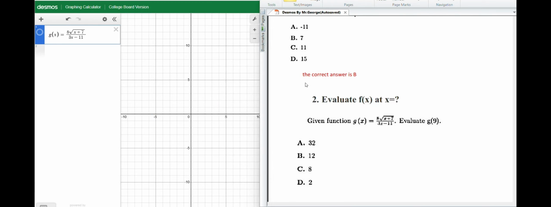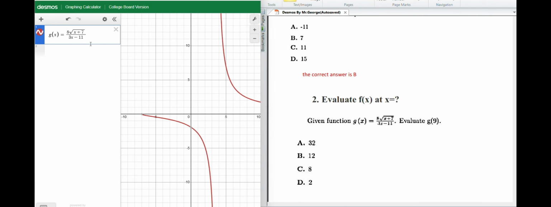Here is another topic where we need to find g of x when x is equal to something. We have this equation and we need g of 9. G of 9, the 9 represents the x. So all we have to do is type in the equation as you see over here, and the graph will appear. Never mind the graph, we need g of 9. So you type g of 9, and it's going to give you the answer right away, which is 2. So the answer over here is 2. As you see, D is the correct answer.